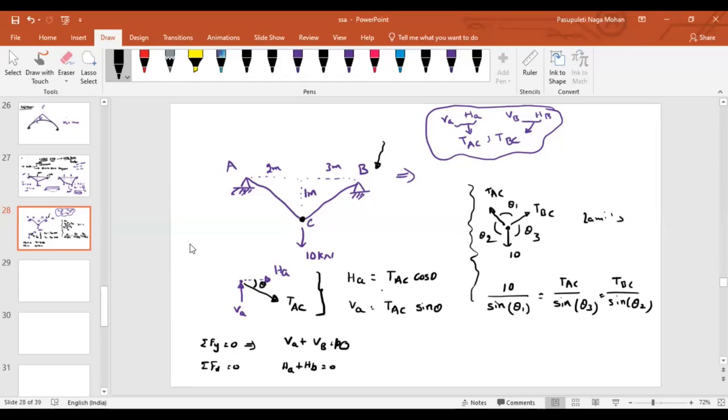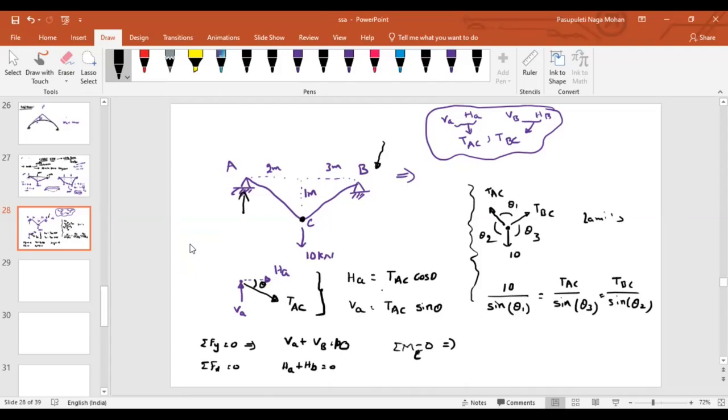Now, look at this type of structure and tell me, at what point, if I take summation of moments equal to 0, can I find any one unknown? Think about the point at which, if I take the summation of moments as 0, any one unknown can I find? C, sir. At C. If you look at C and take summation of moments equal to 0, can you tell me what equation you will get?